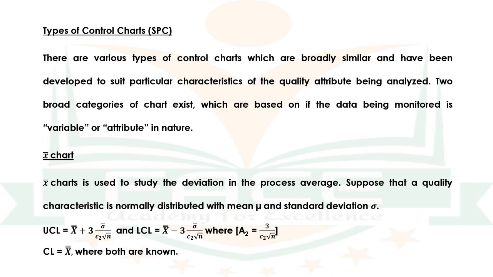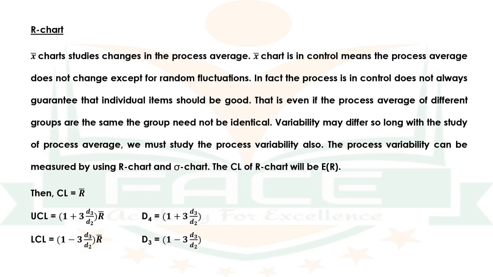R chart. X bar chart studies changes in the process average. If the X bar chart is in control, it means the process average does not change except for random fluctuations. In fact, the process being in control does not always guarantee that individual items should be good. That is, even if the process averages of different groups are the same, the groups need not be identical. Variability may differ, so along with the study of the process average, we must study the process variability also.